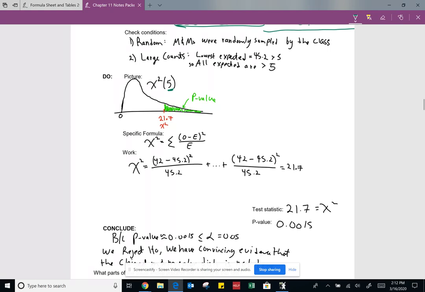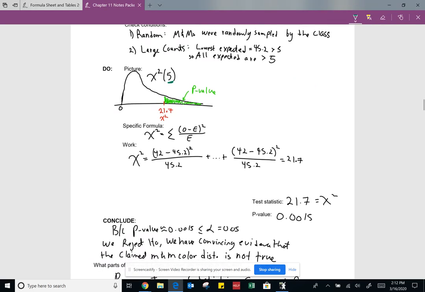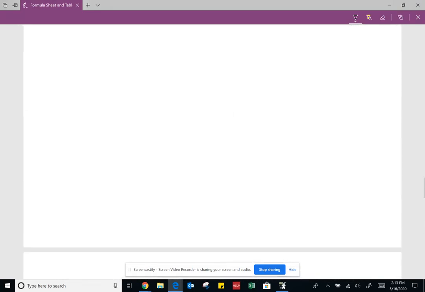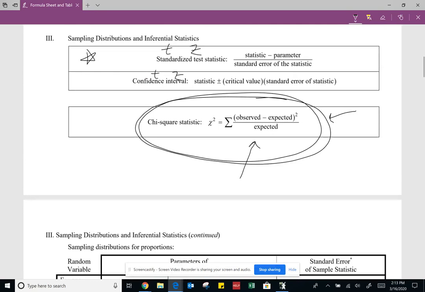For a z distribution, we do normal with mean and standard deviation. For a t, it's t with degrees of freedom, and for the chi-square, it is chi-square with degrees of freedom, just like that. Notice that the specific formula right here actually looks like what we would typically have as the general formula. Well, lucky for us, the chi-square tests all use the same formula. So the specific formula is the same for all of them. It's just the sum of the observed minus the expected squared over the expected, which again is given to us on the AP Stats formula sheet up here at the very top, first page, the chi-square test statistic right here.